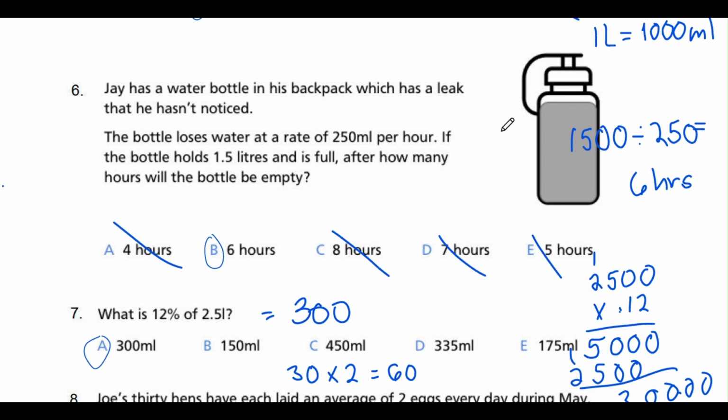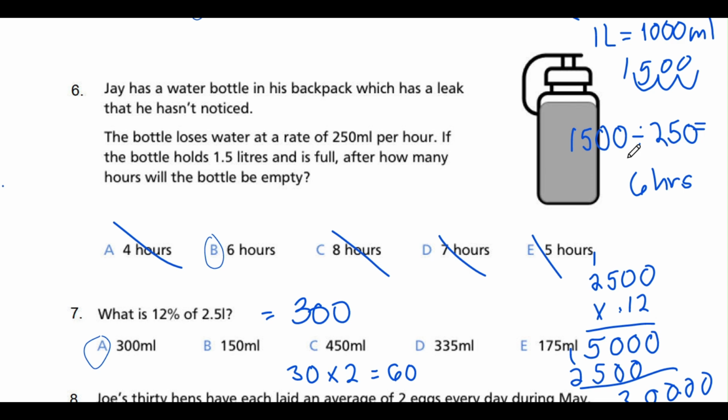Here's the detailed explanation. The units are different, milliliters and liters. First, make them the same. Let's convert liters to milliliters, as it avoids decimals. 1 liter is the same as 1,000 milliliters. So 1.5 liters is the same as 1,500 milliliters. The bottle loses 250 milliliters each hour. To find out how long it takes to empty, we divide the total volume by the rate of loss. Time equals 1,500 milliliters divided by 250 milliliters per hour.